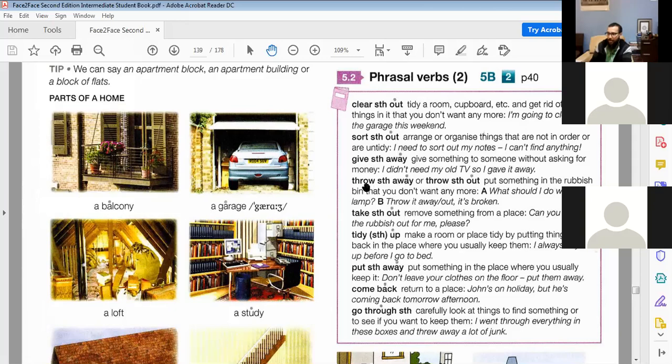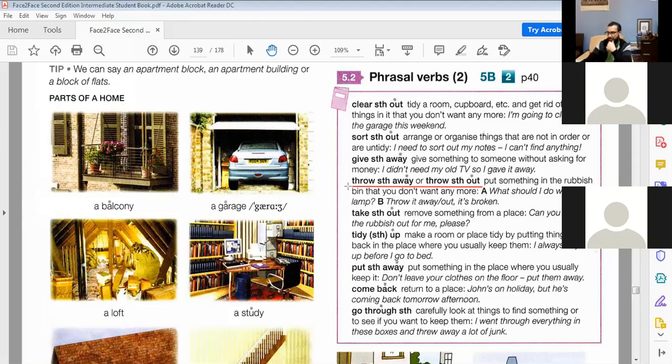What else? Throw something away. Actually, it's the same. If you throw something, this is what Malak wasn't sure about. Can you see this point, Malak? Can you read this point for us, please? Okay. Throw out. Throw something away. Here's "ST", it means something. It's short for something. Yes, put something in a rubbish bin that you don't want anymore.